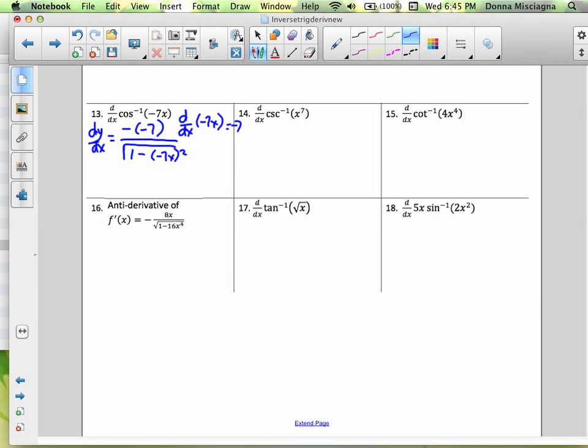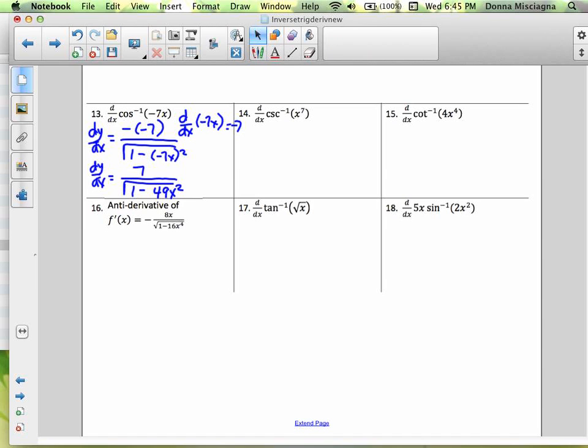All right, so we can simplify that. dy/dx equals 7 over the square root of 1 minus 49x squared. And there we go. Now we have the derivative.